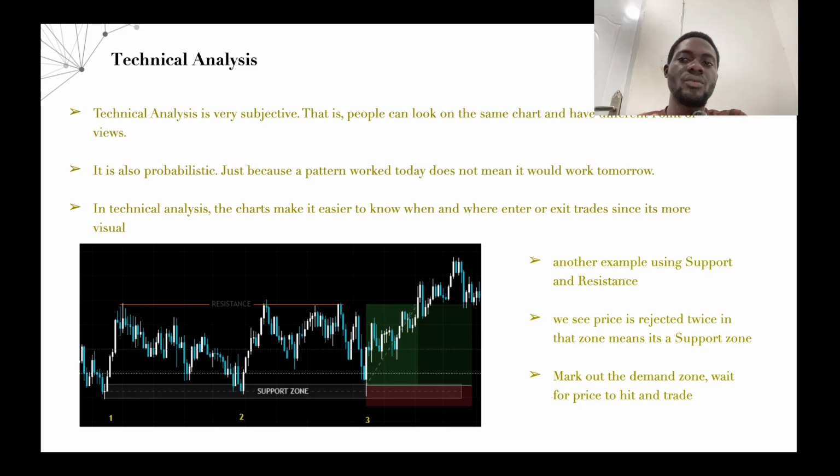Again, the point of trading is to make money. So don't hook yourself to something that is not working for you. If it's working for someone else, it means it can work for you. But if it's not working for you, explore your options. This is what has worked for us, ICT concept. So that's what we stick to.